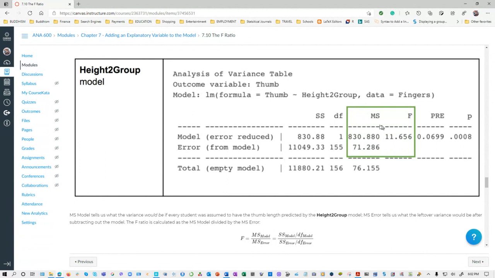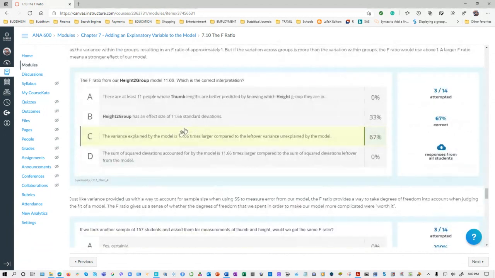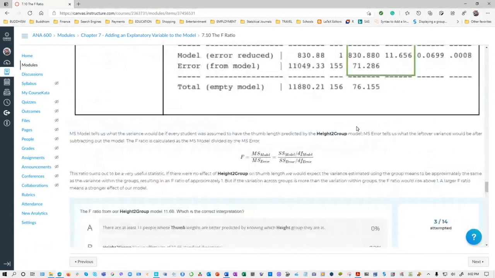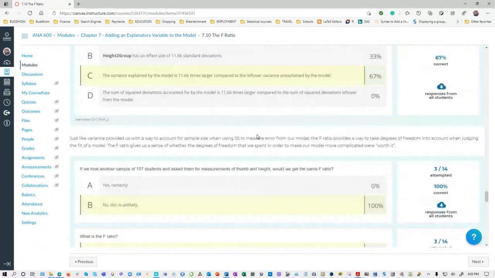So if you keep this one, how many times larger is it compared to the leftover variance unexplained by the model? This part is not explained, but the explained part is way higher, 11 times.